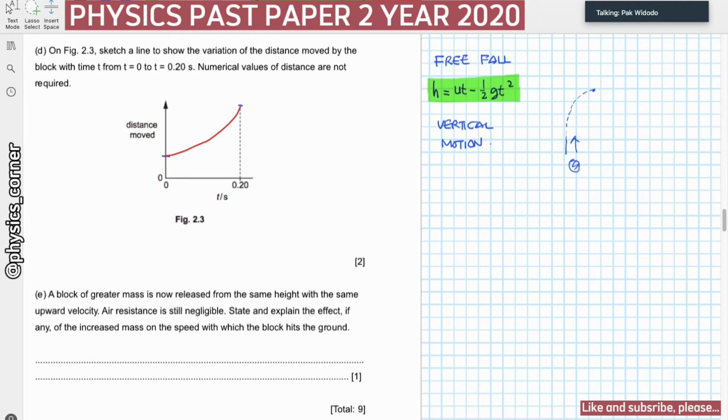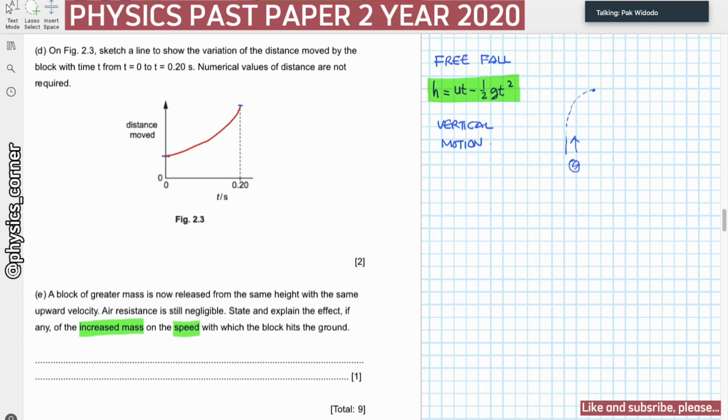Okay, last question on this number one. A block of increased mass is now released from the same height with the same upward velocity, if the resistance is still negligible. State and explain the effect, if any, of the increased mass on the speed with which the block hits the ground. Okay, this is no effect. When the mass is increased, for the speed, why?